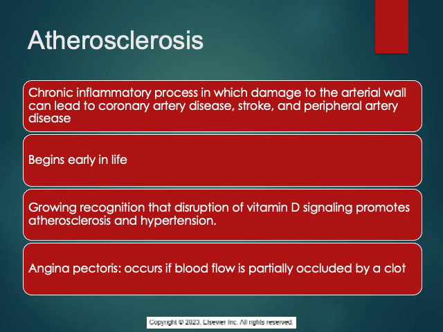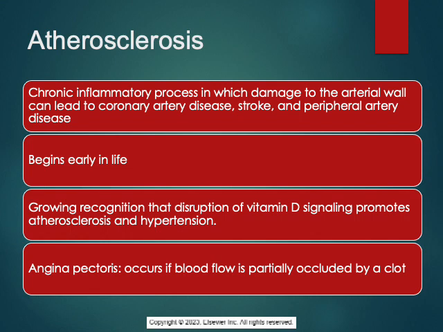Atherosclerosis is the chronic inflammation that damages our arterial walls, leading to coronary artery disease, stroke, and PAD. Begins early in life, right? It begins with our lifestyle. We also know that vitamin D deficiency has been consistently associated with elevated CRP, or C-reactive protein, and an increased risk for CVD. And vitamin D supplements are relatively inexpensive. They're simple to take. They're safe if we do not exceed the established UL, or tolerable upper intake level. And this is established by the National Academy of Sciences.